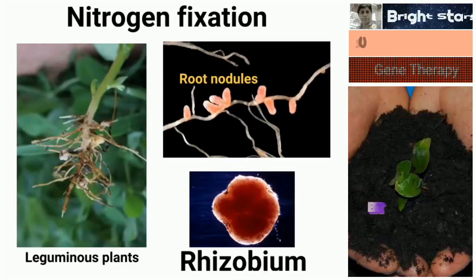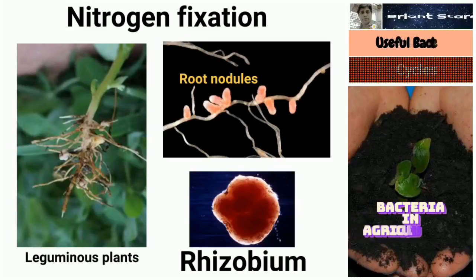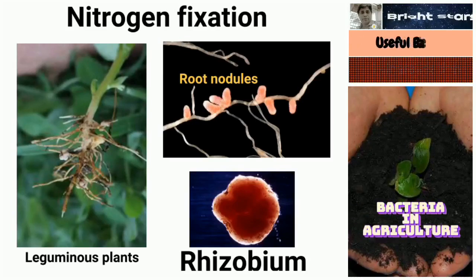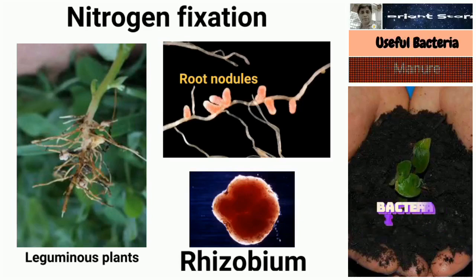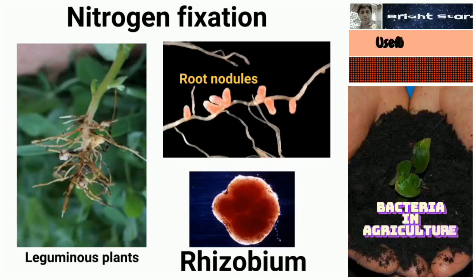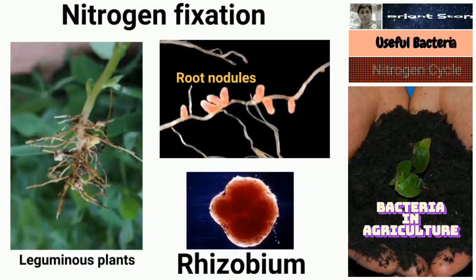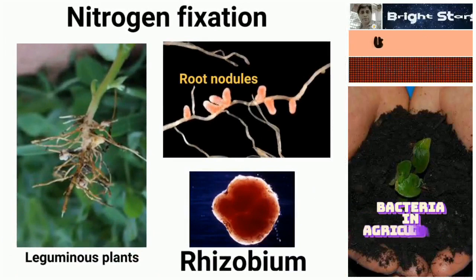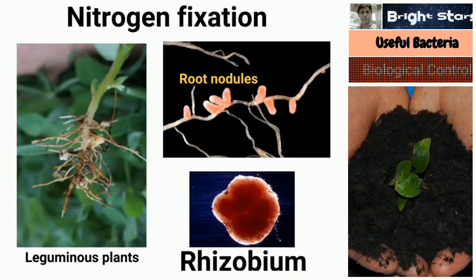Next one, nitrogen fixation. Atmospheric nitrogen cannot be utilized by plants and animals. That is to be converted into useful forms by nitrogen-fixing bacteria. So here you can see leguminous plants and their roots. They have different kinds of root nodules. You can see here in those root nodules this red colored pigmented thing. What we are seeing is bacteria, Rhizobium bacteria.